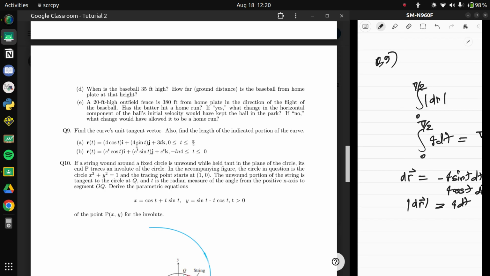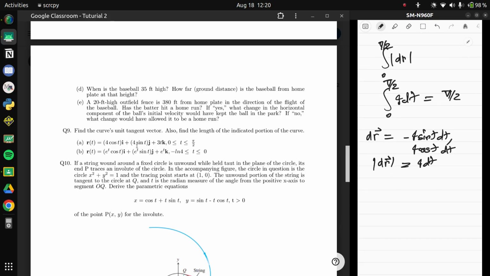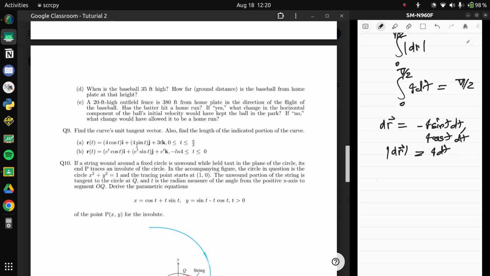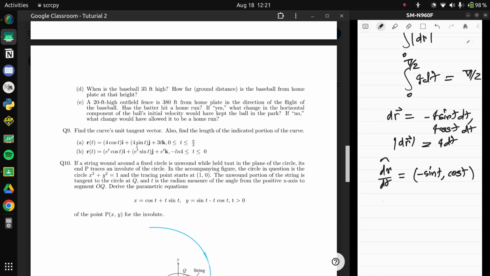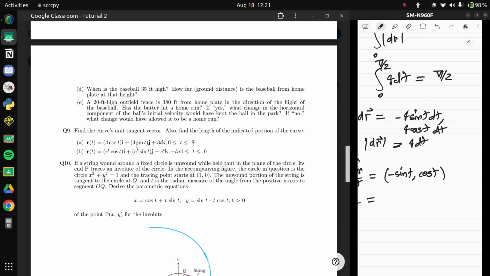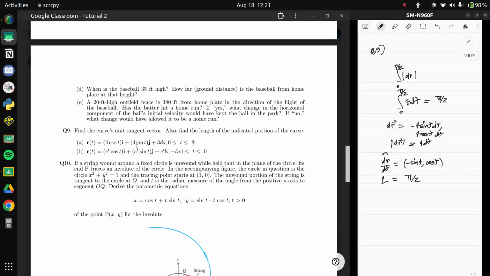Oh, so you want the tangent vector, so your r dash, right? So actually you want like this upon the magnitude, right? So your dr upon dt hat. Yep. That would just be something like negative sine t comma cosine t. And then the path, I'm just gonna call this thing L. So L will just be pi by 2. And that's A.